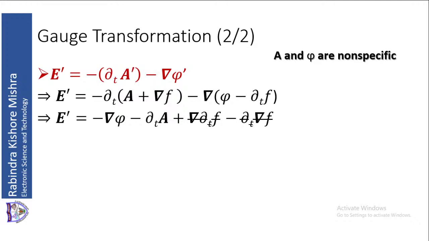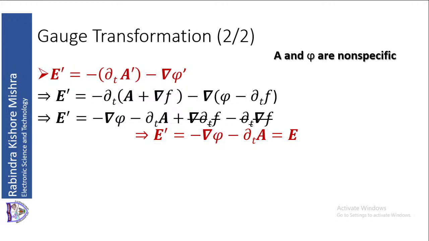Put that in. Now expand this right hand side. That will give us minus grad phi, then minus ∂/∂t operating on A, plus grad ∂/∂t operating on f. That comes from the last term: minus grad operating on minus ∂f/∂t gives plus grad operating on ∂f/∂t. So we get plus grad ∂f/∂t. Then the second term, minus ∂/∂t operating on grad f, gives us minus ∂/∂t grad f.